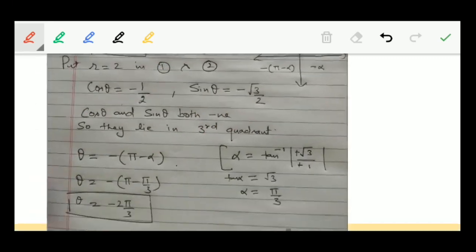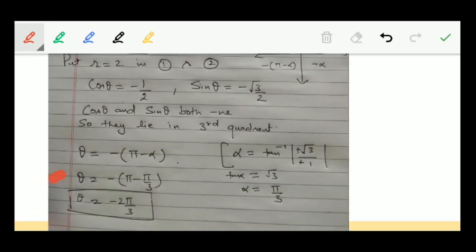After getting the value of alpha, you will put this value here: theta is equal to minus bracket pi minus alpha. In place of alpha, you will substitute pi by 3, and after simplification you will get the value of theta as minus 2 pi by 3. So I hope you understand this question.